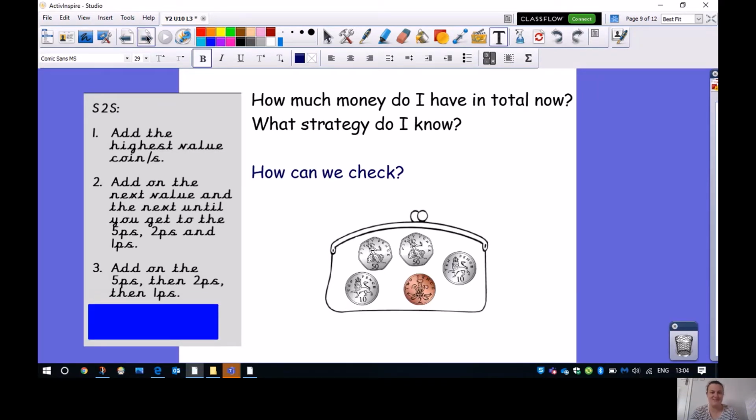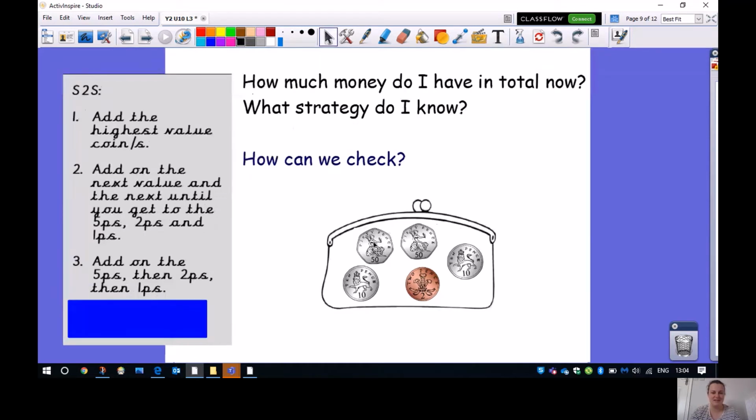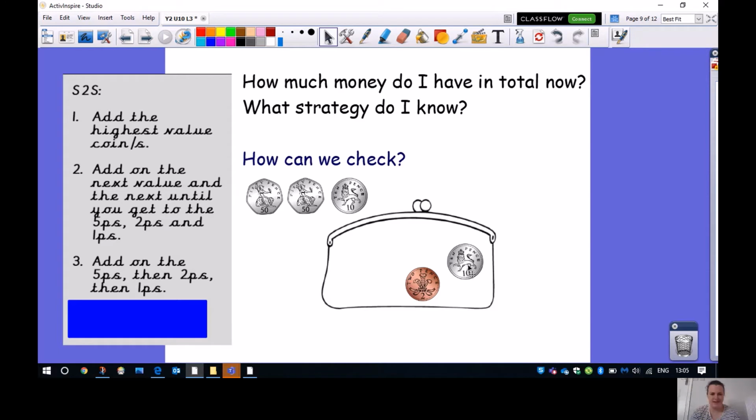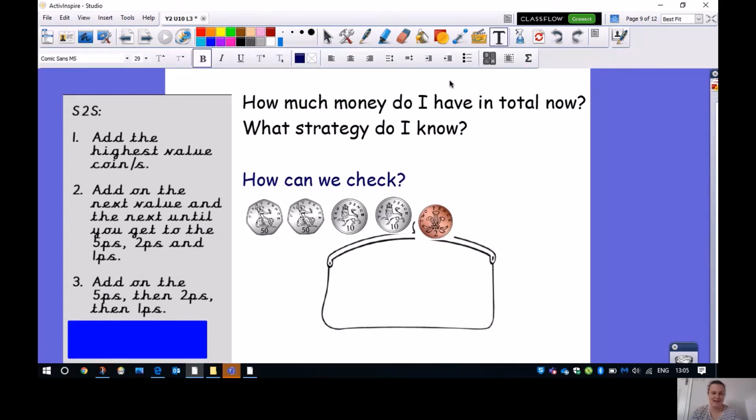Let's have a look at this next one. Again, how much do I have altogether now? Remembering that the first step is to add the highest value coins. So which is the highest value coin here? Is it 2p, 10p or 50p? It's 50p, isn't it? Which is the next highest value coin? Still 50p, isn't it? What's next, 10p or 2p? 10p is bigger, leaves me with 2p. Okay, let's do this.